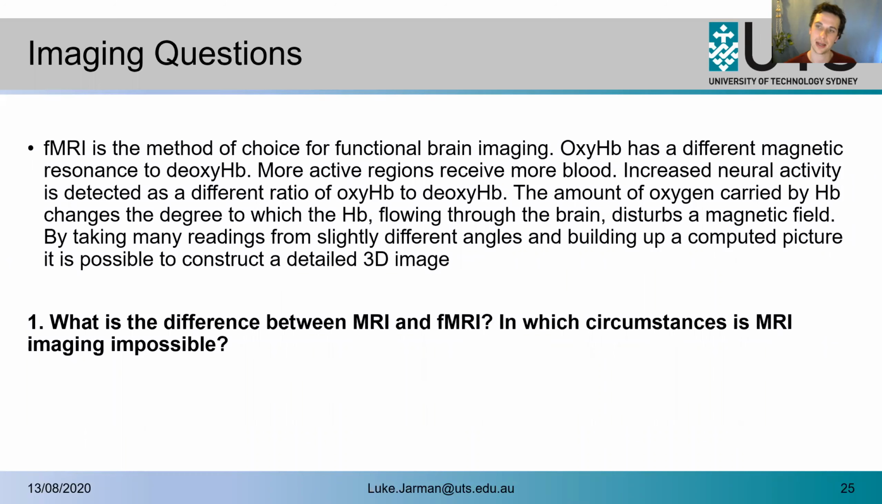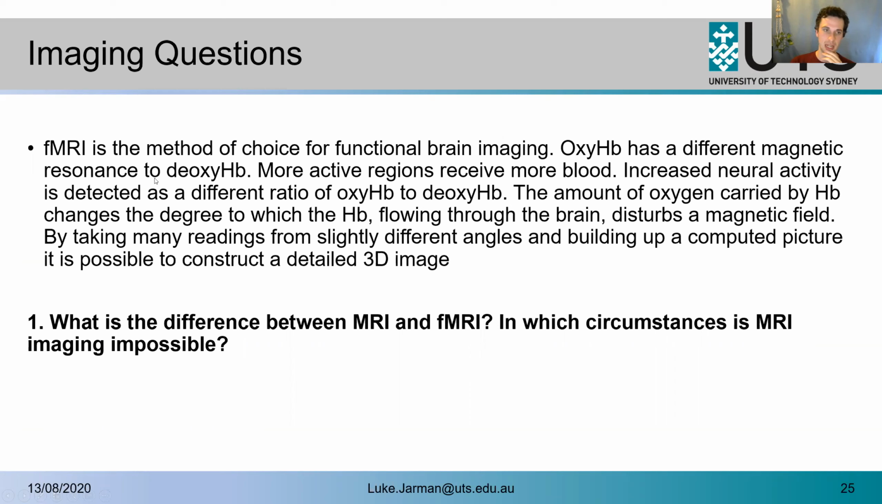So the way that fMRI works is it differentiates blood content based on oxyhemoglobin versus deoxygenated hemoglobin, because they have a different magnetic resonance. So more active regions of the brain will receive more blood, and also if you're having a stroke, that region will seem more active on an fMRI.